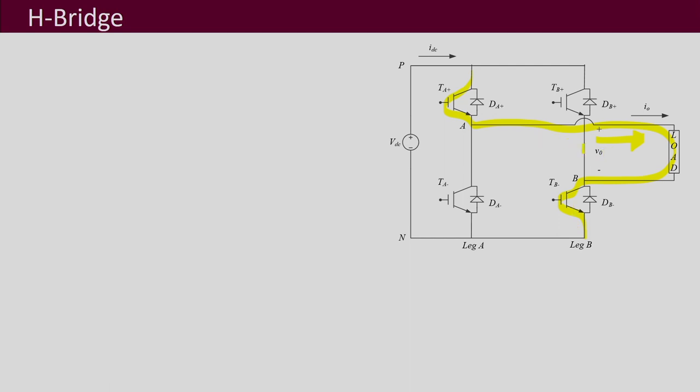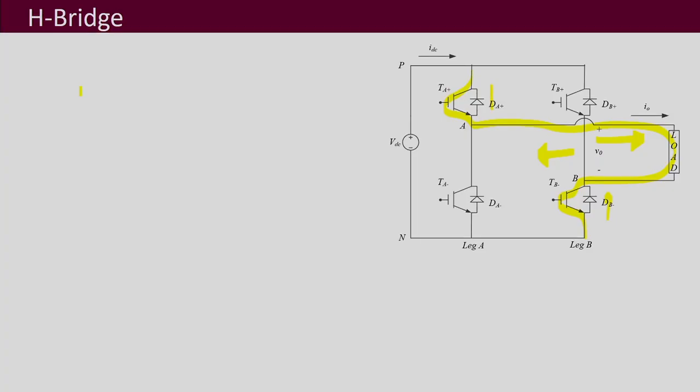But if the current direction is opposite, then it is the diodes DA plus and DB minus which are going to carry the current. So, depending on the direction of your output current IO, it gets decided whether the transistor or the diode will be conducting. And apart from the diagonal switching combinations, there are other switching combinations possible. That means the upper two devices may be on or the lower two devices may be on. And further, we had seen two modulation strategies before. One is bipolar PWM, and the second is unipolar PWM.